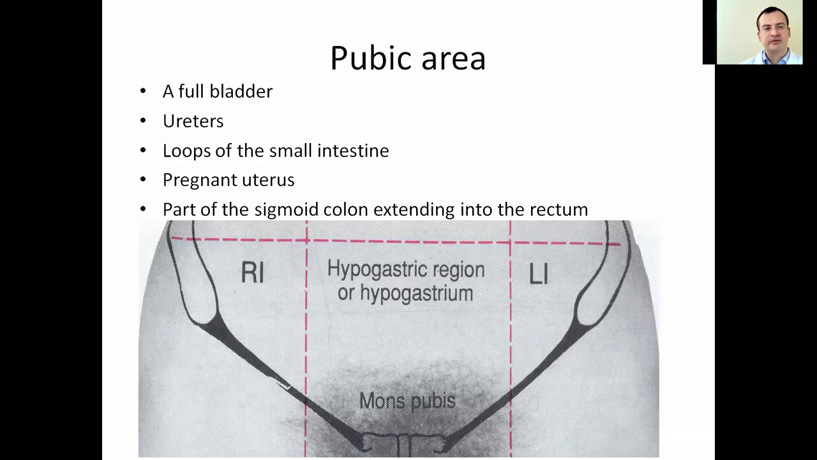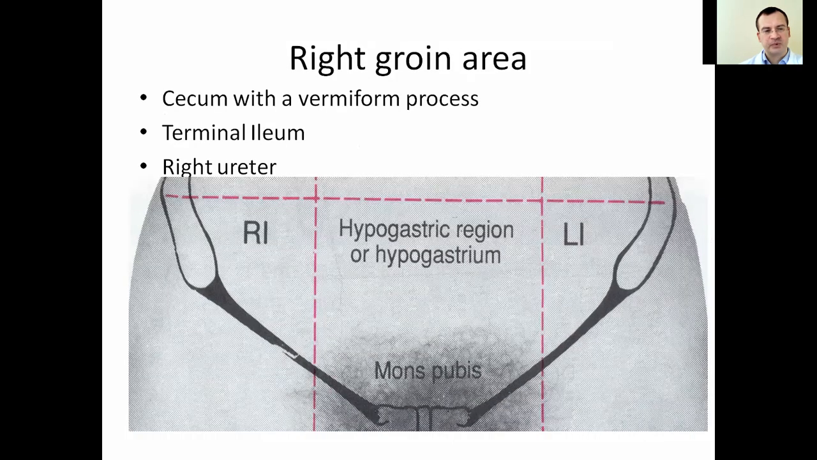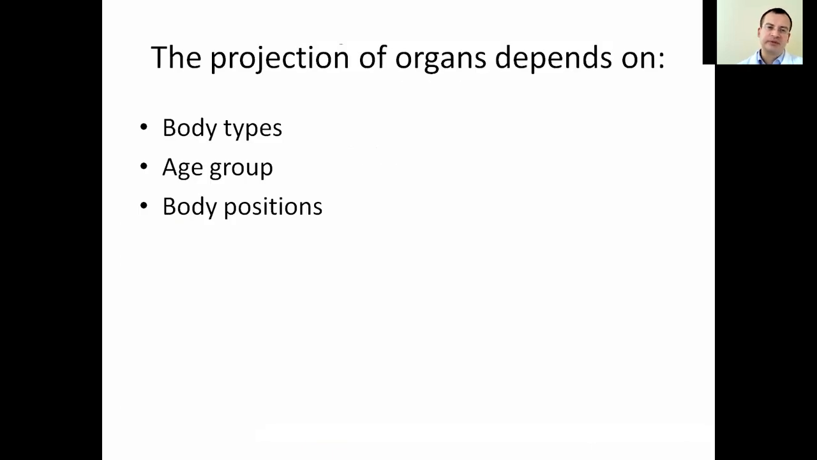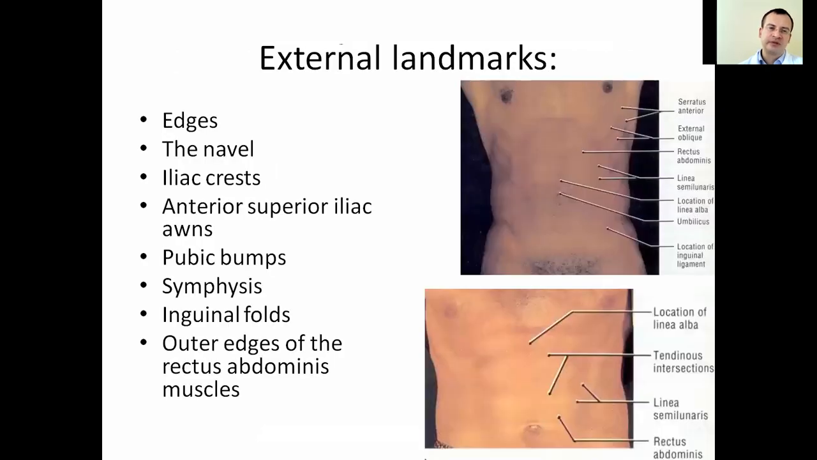Pubic area: full bladder, ureters, loops of the small intestine, pregnant uterus, part of the sigmoid colon extending into the rectum. Right groin area: cecum with the vermiform process, terminal ileum, and right ureter. Left groin area: sigmoid colon, loops of the small intestine, and left ureter. The projection of organs depends on body type, age group, and body position.